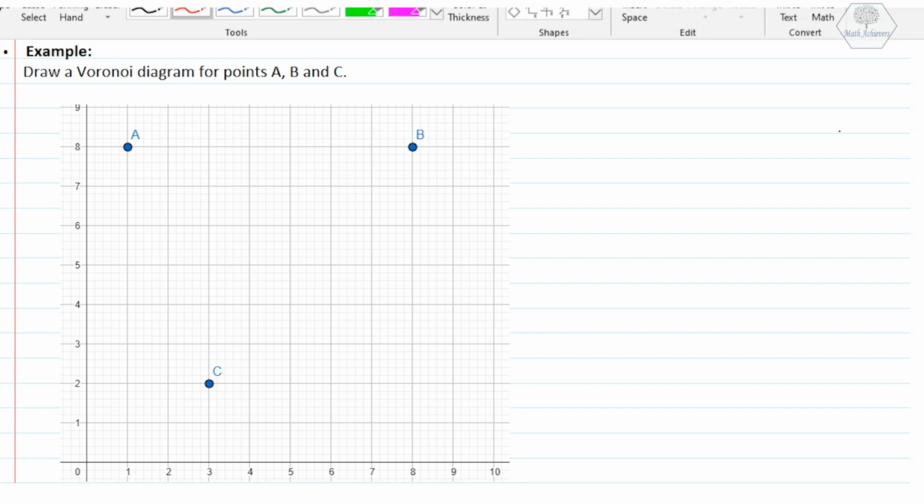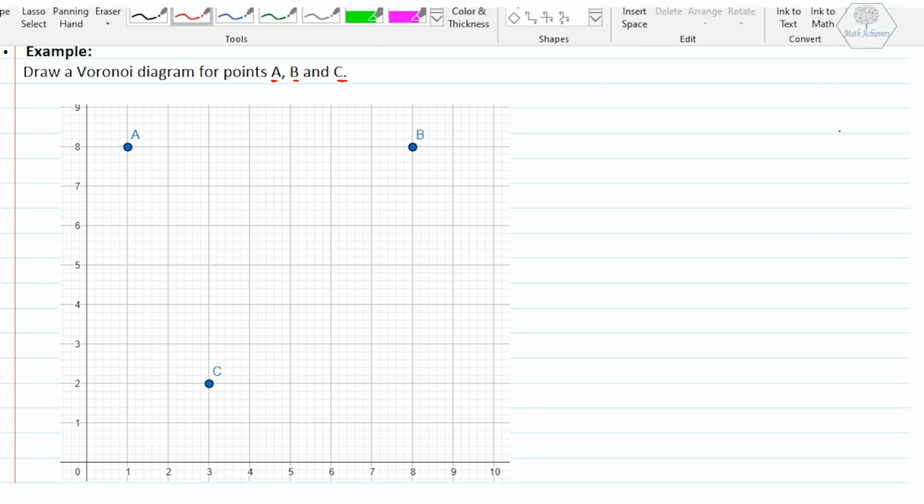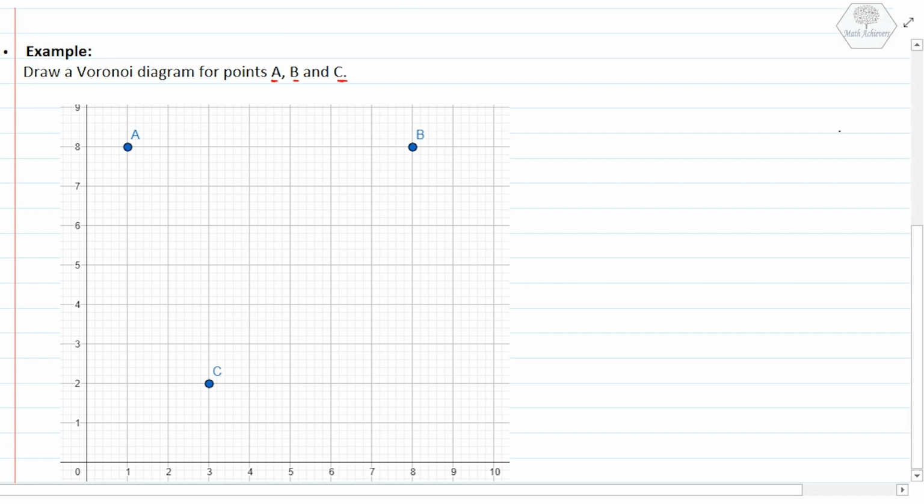In this example, we want to draw a Voronoi diagram for points A, B, and C. So now we have to segment the areas to show clearly where all the points are closer to A, closer to B, or closer to C. How do we construct a Voronoi diagram? The first thing I have to do is draw straight lines connecting the points A, B, and C.